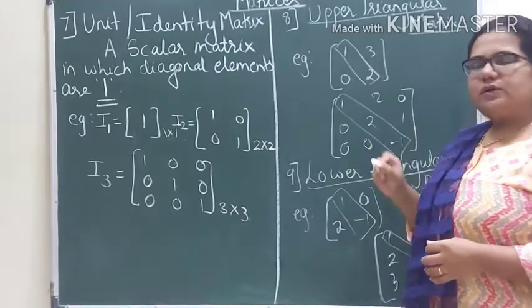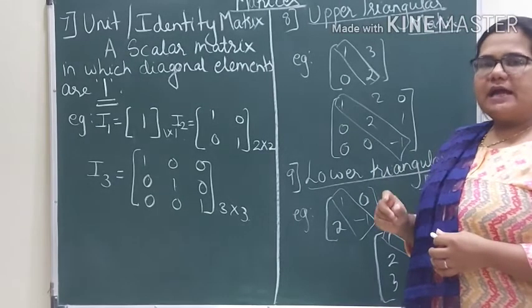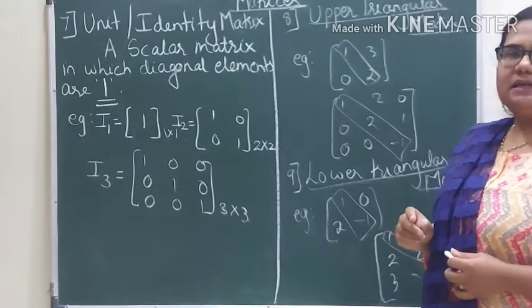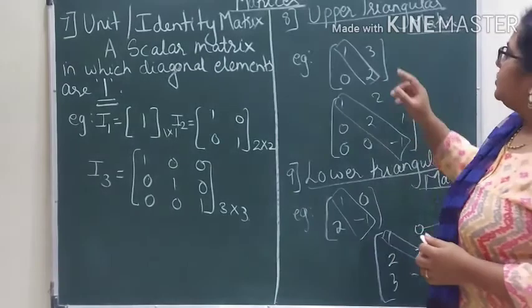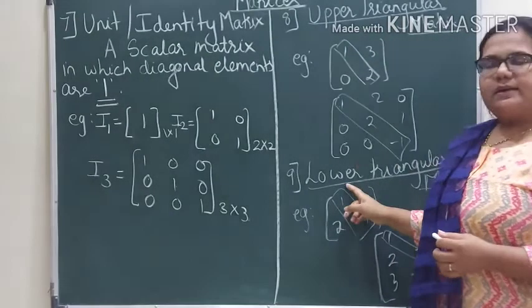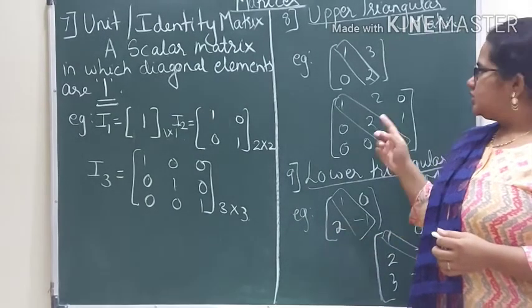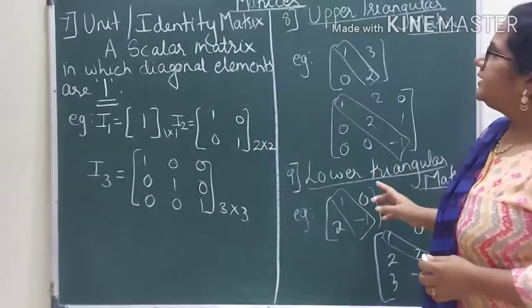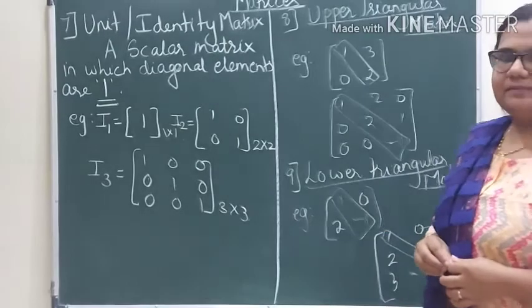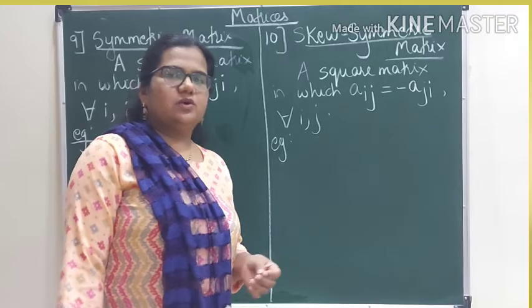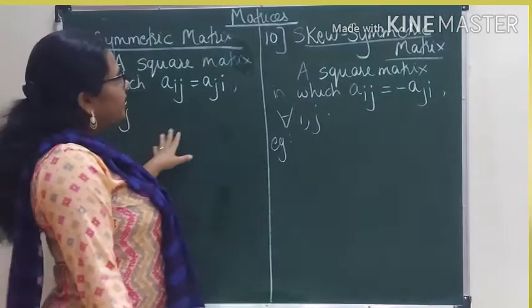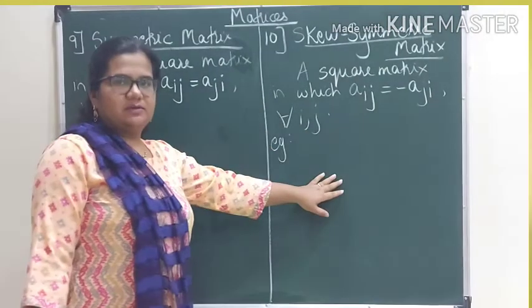Again, when we talk about diagonal, please remember diagonal elements are only present in a square matrix. So upper triangular and lower triangular also become square matrices. Yes? So understood these? So these are the next type of matrices. The next type of matrix you are going to study is the symmetric matrix and a skew symmetric matrix.